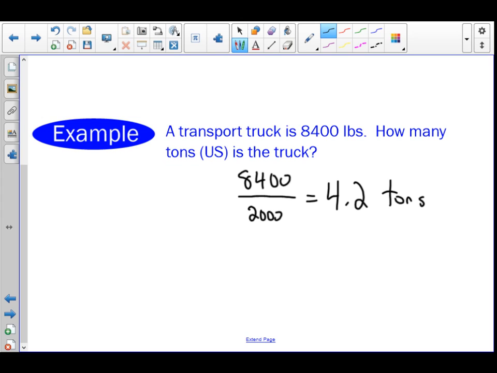So when you're doing your homework, remember, show your work for every question. If there's a comparing question, you'll have to turn one of them into the other. If there's a word problem, it could be one step, could be multiple steps, but show all your work.